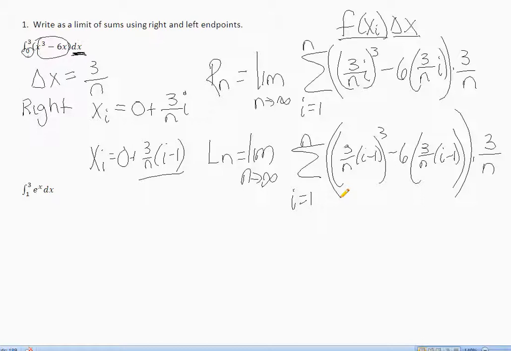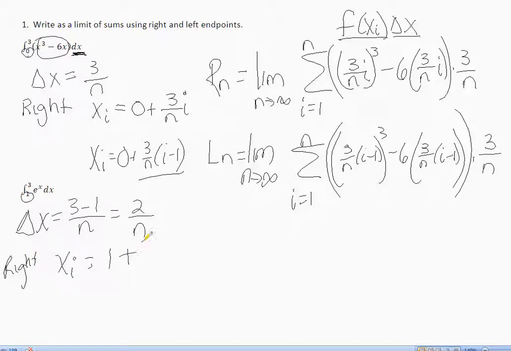Same thing. You could try the next one. You can stop this and try it. So what would delta x be? Delta x would be 3 minus 1 over n, again 2 over n. What would x sub i be for right? For right, it would be a, which is now 1, not 0, plus delta x times i.